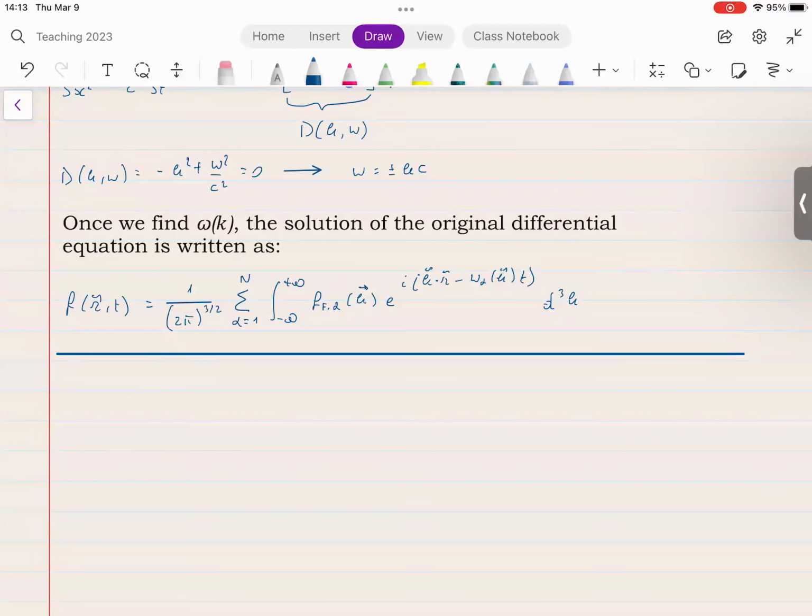Oops, I lost my pointer. That's why it keeps disappearing. Sorry, having technical difficulties. All right.